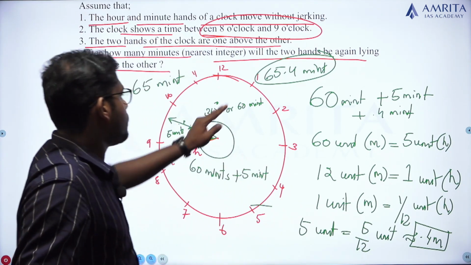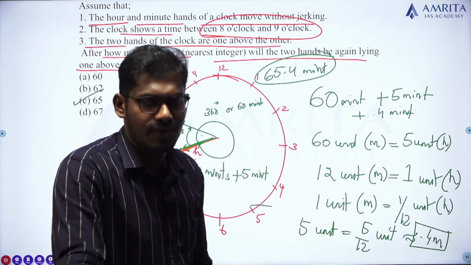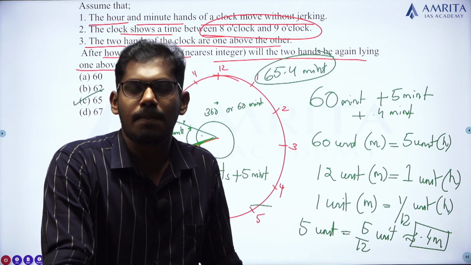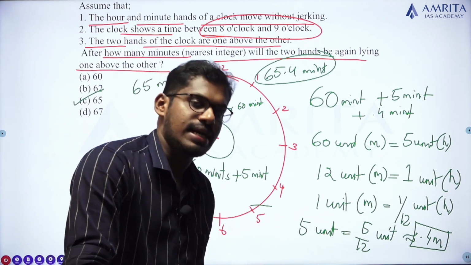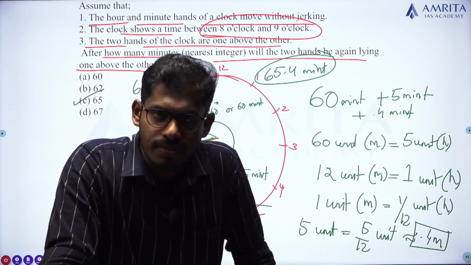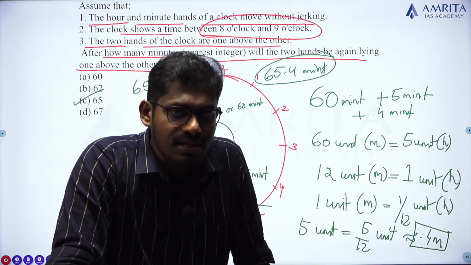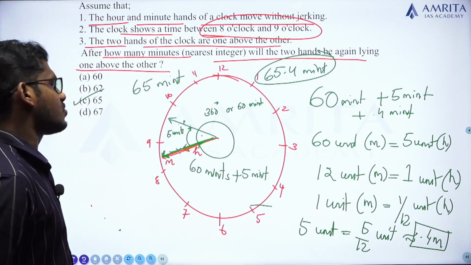This 0.4 has to be added along with the 60 minutes and 5 minutes. So it gives 65.4 minutes. Approximately it can be rounded as 65 minutes. So the answer for this question is 65.